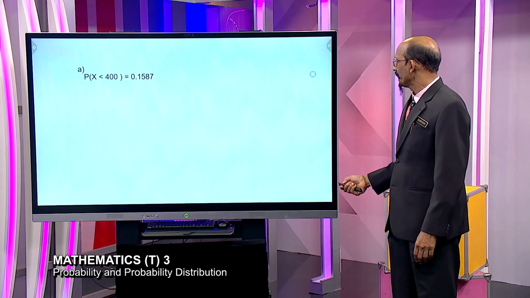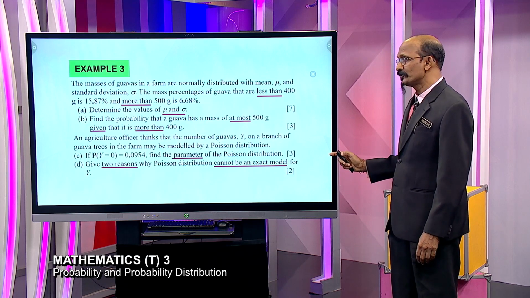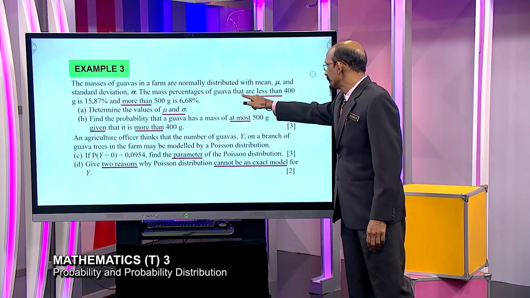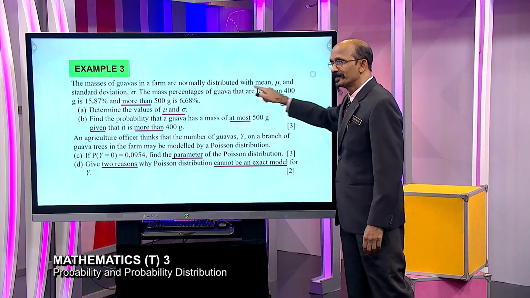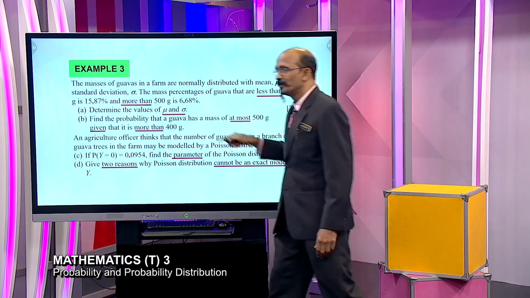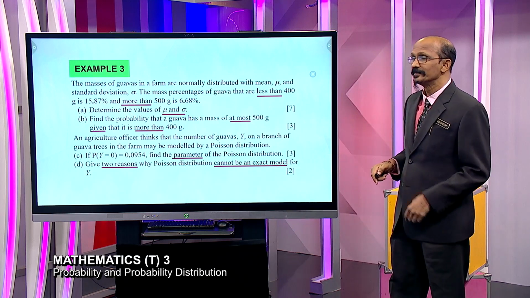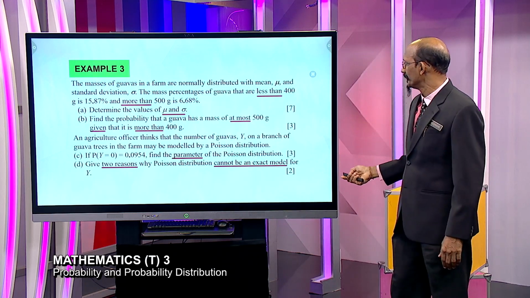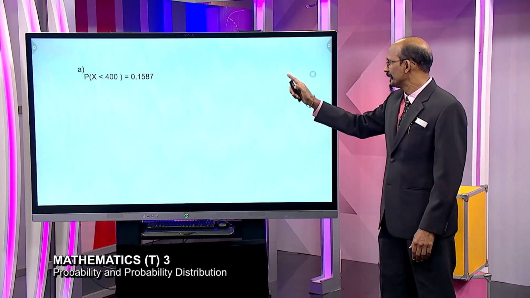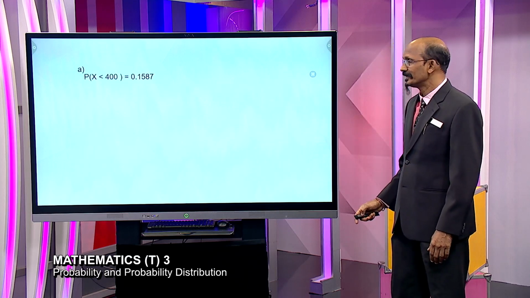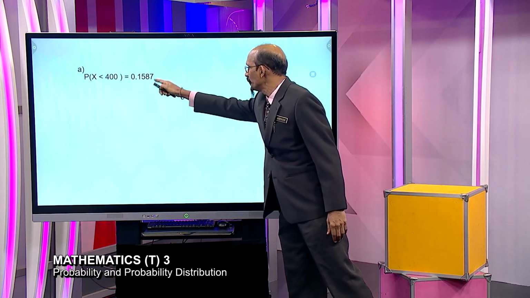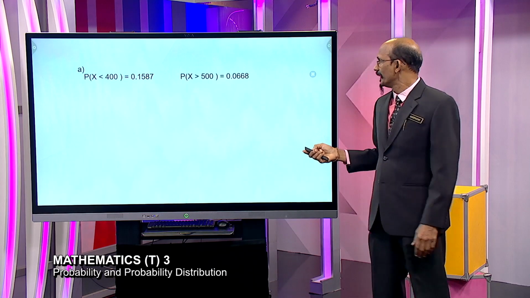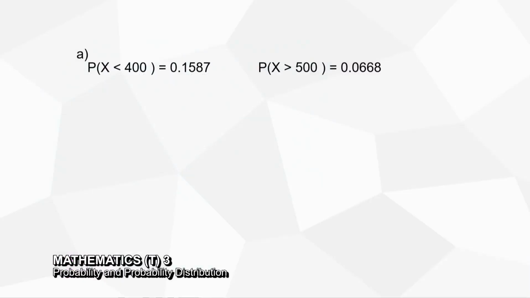Okay, going back to just now. If you notice, Sean, we got here a mathematical probability statement, and students have to convert it into symbols. So first, they write X is less than 400. The probability given is 15.87%, so it becomes 0.1587. Next one, greater than 500, you get something like that. Once you can convert the statement into mathematical symbols like this, you get your first mark.